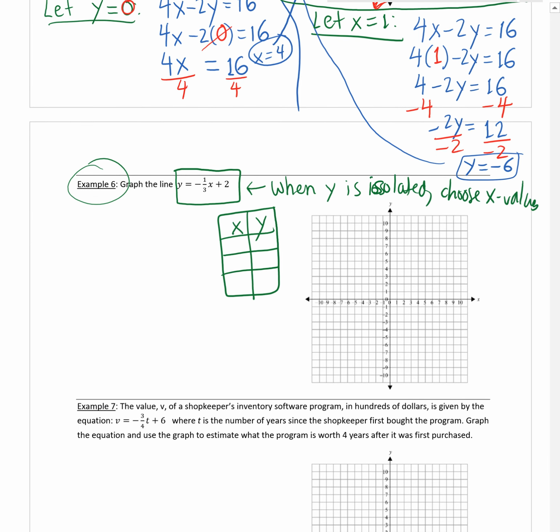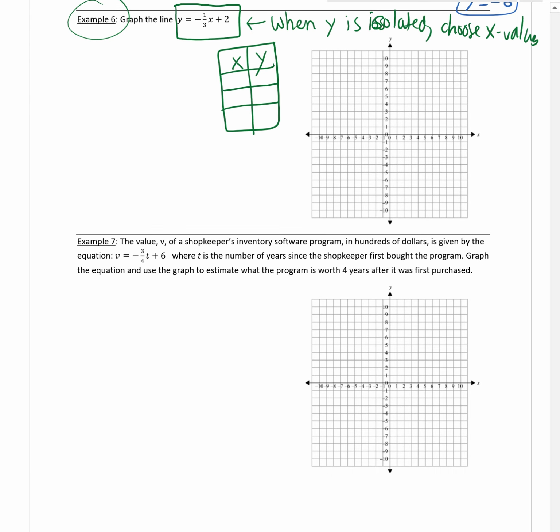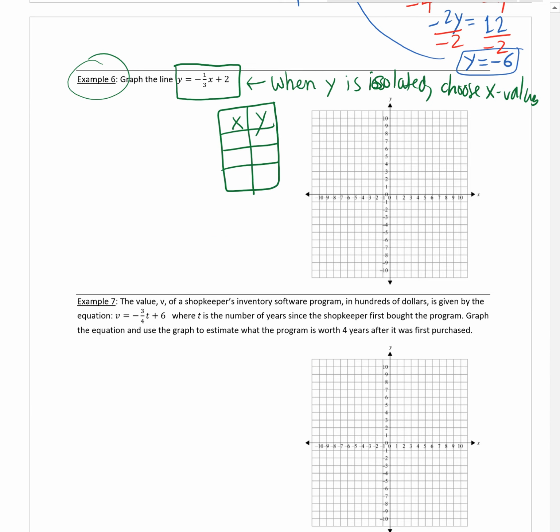I don't know if it was really easier to let x equal things or y equal things. But if you have an equation where one variable is all by itself, then it's going to be easier to let the variable that's not by itself equal things. And we'll kind of see why. So we're going to let x equal a few things.